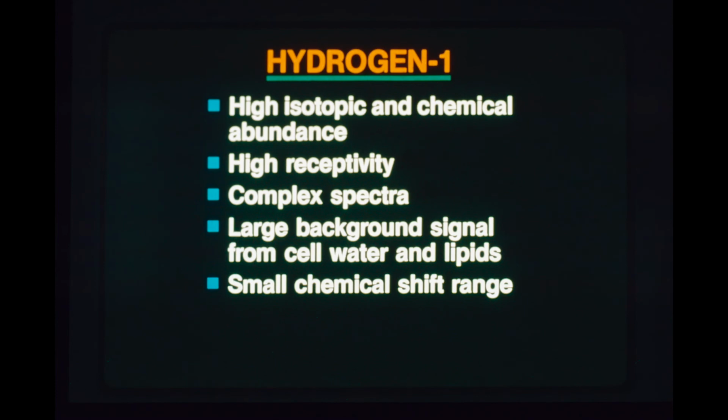Some of the advantages and disadvantages: we have a lot of protons in the body. It's very sensitive, but the spectra in general come out fairly complex, and as I'll show you later on, there are ways that we can simplify these. Because in addition to just being complex, we have cell water, lipids, and other things that essentially wipe out some of the smaller molecules that we may want to look at within the spectrum. And the chemical shift range is quite small, so we can have a variety of molecules in a very, very small space along the axis.